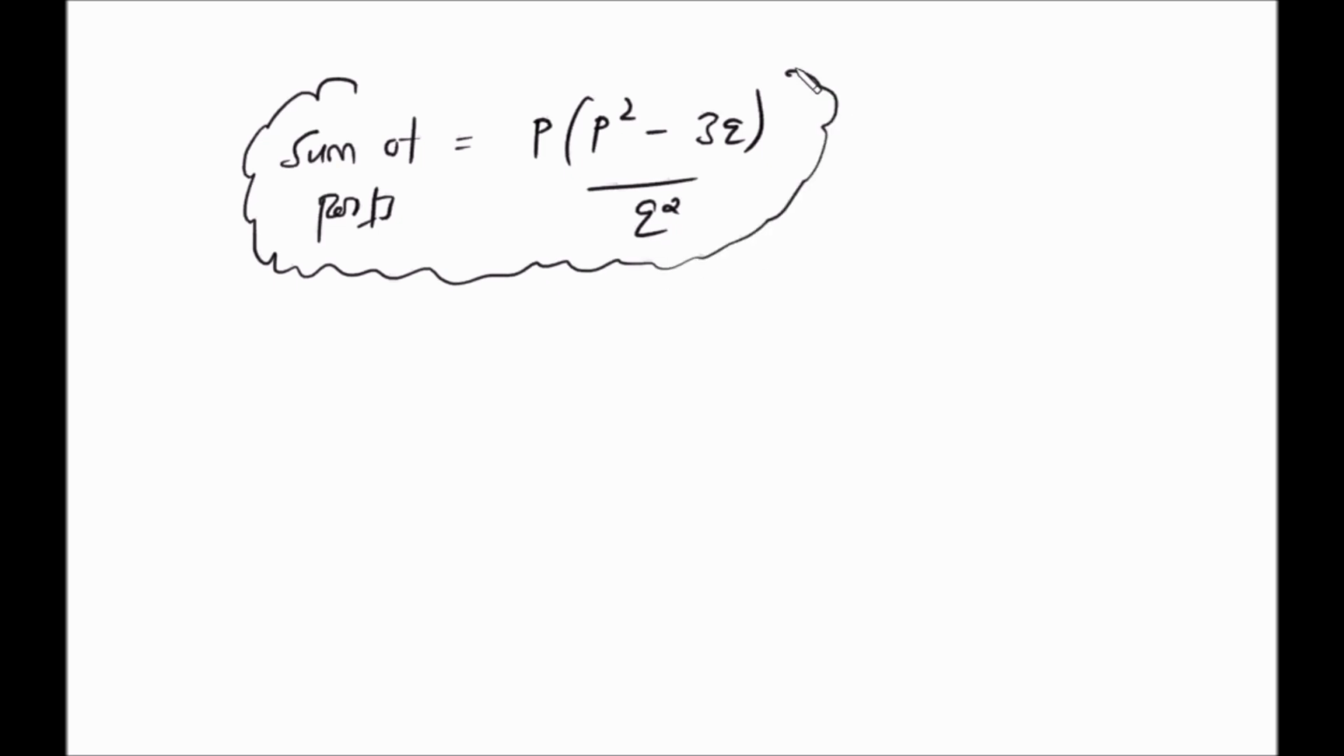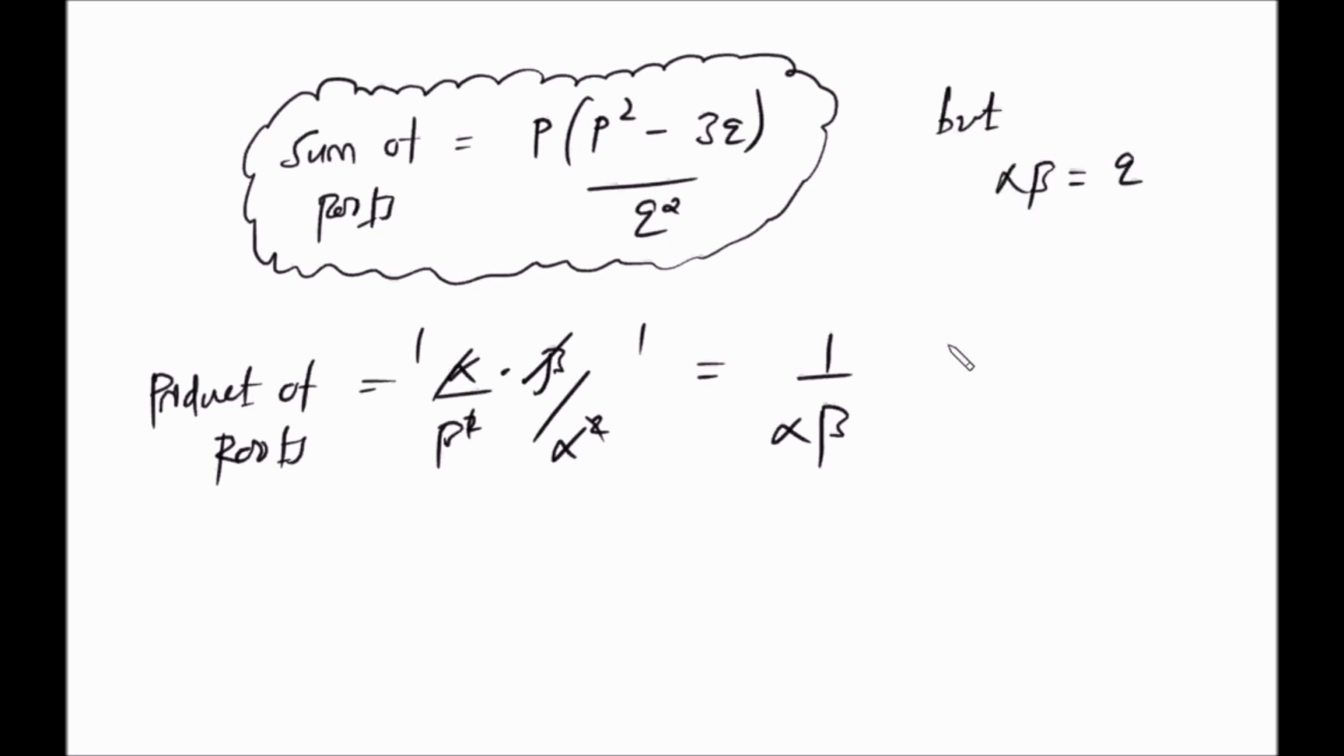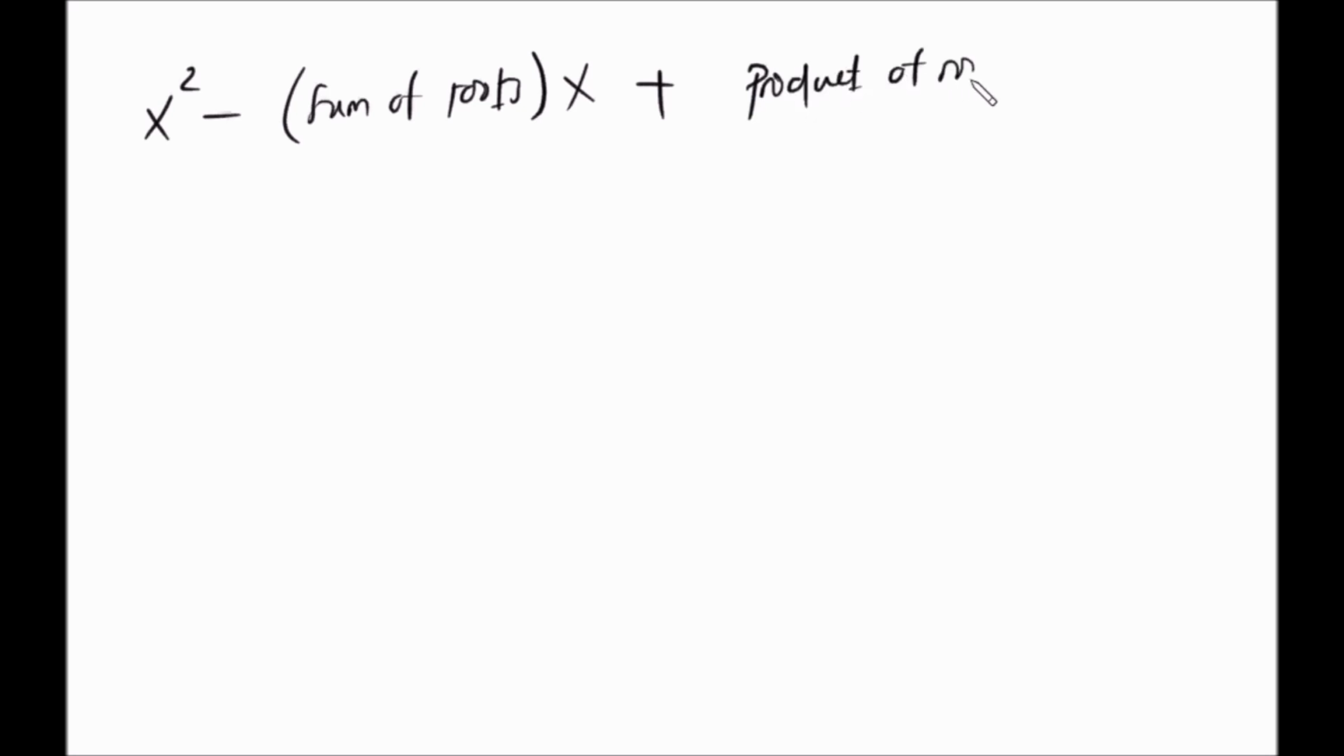Now the next thing is to find the product of roots. For the product of roots I will take alpha over beta squared times beta over alpha squared. So one beta cancels with one beta, one alpha cancels with one alpha, so it becomes 1 over alpha times beta. But what is alpha beta? It is q, so it will be 1 over q. So the product of roots is 1 over q. So this is the product of roots, and that is the sum of roots. Now a quadratic equation is going to be x squared minus the sum of roots times x plus the product of roots is equal to 0.